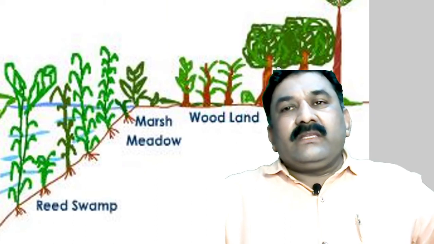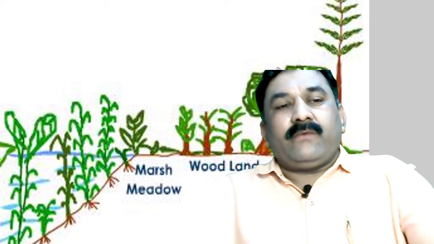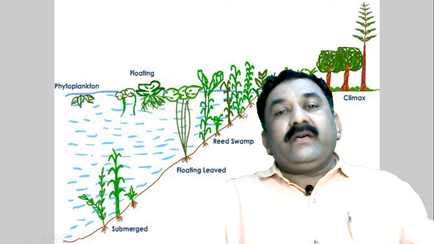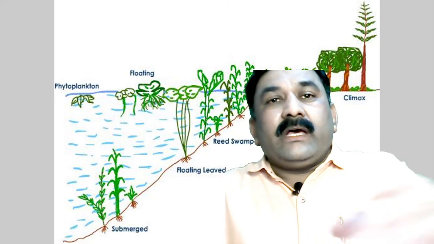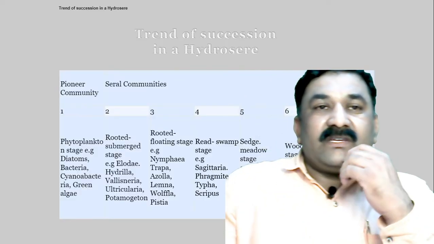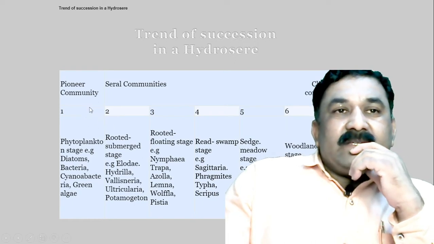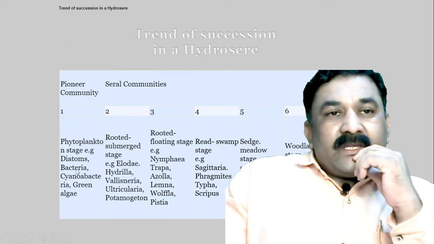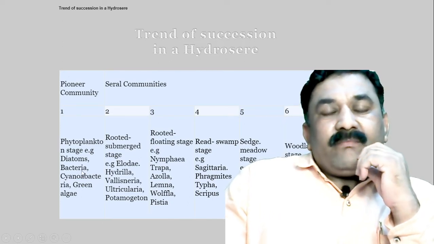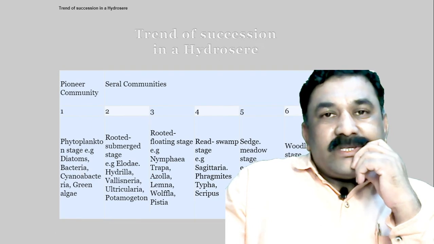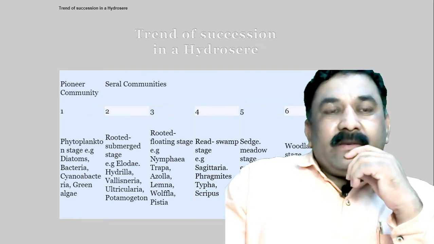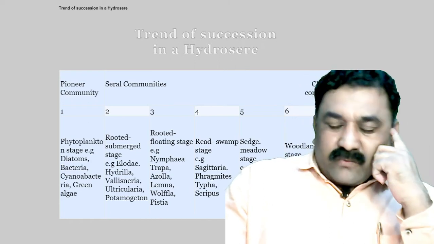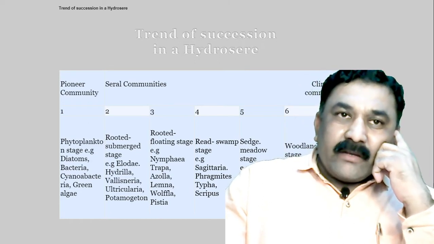So overall, this is the way in which the complete development of the ecosystem will be there, and this is the development in the pond itself. Now, as far as this succession is concerned, look at these stages. Pioneer community is the phytoplankton stage, in which the very small plant organisms, unicellular organisms or algae are there, bacteria are there, which will be developing the life into the water body. That is called as the pioneer community.